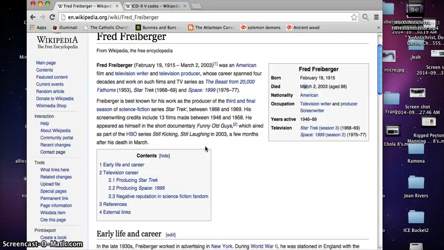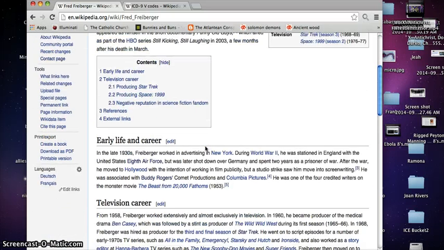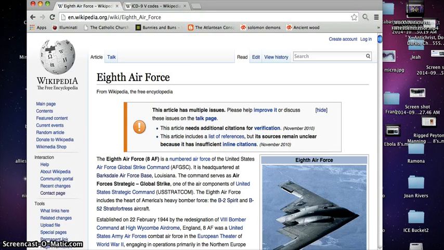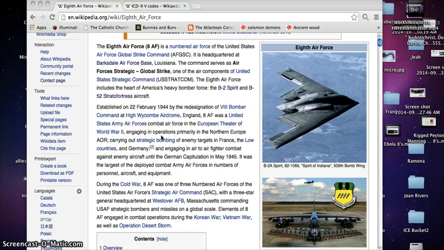What really interested me about this guy, though, is I read down in his early life and career, and it says that he was stationed in England with the United States 8th Air Force. Okay, so the 8th Air Force, and look when it was established. 22nd of February, 1944. So on 2/22/44, the 8th Air Force was established.